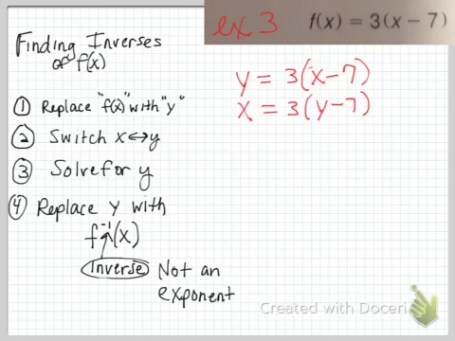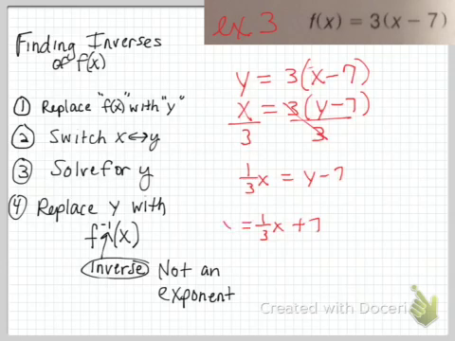So the first step in getting to a variable when it's inside a parenthesis is getting rid of that 3. That makes that cancel. So I have 1/3 x equals y minus 7. And now I can add 7 to both sides. I get 1/3 x plus 7 equals y. This is all step 3. And step 4 is to replace y with f to the -1 of x.